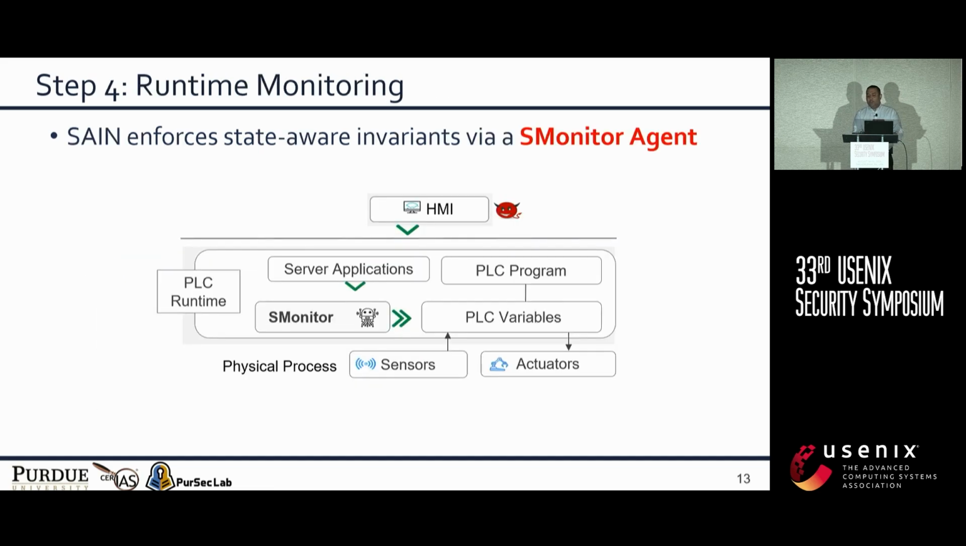Finally, SAIN enforces the state-aware invariants using a monitoring agent, smonitor, implemented within the PLC runtime. For a remote PLC variable update request, smonitor leverages the current state to check the invariants under that state. It first verifies the request against single variable invariants. If the request passes this initial check, it then evaluates the request against the multiple variable invariants. If a violation is detected, smonitor denies the variable update request.